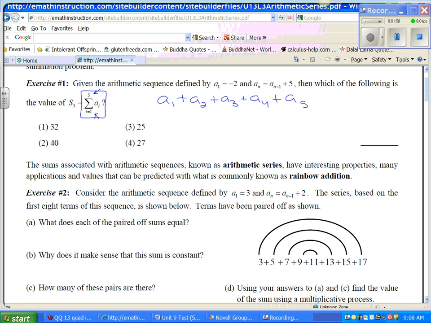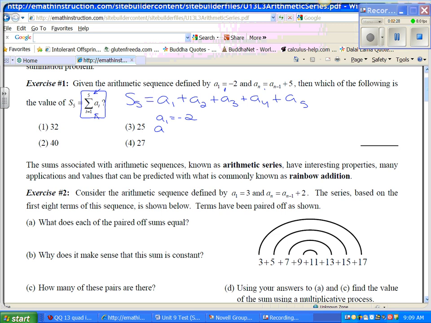So I have a nice formula that I'm going to use. I know what a sub 1 is. It's an equation. There's no equal sign? You don't see equal signs here? I should put S sub 5 equals.